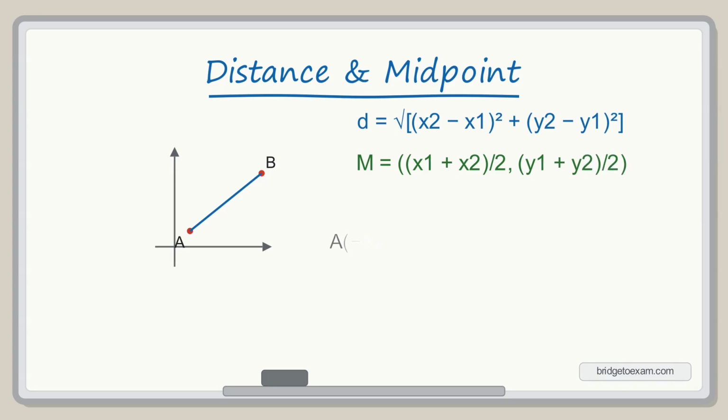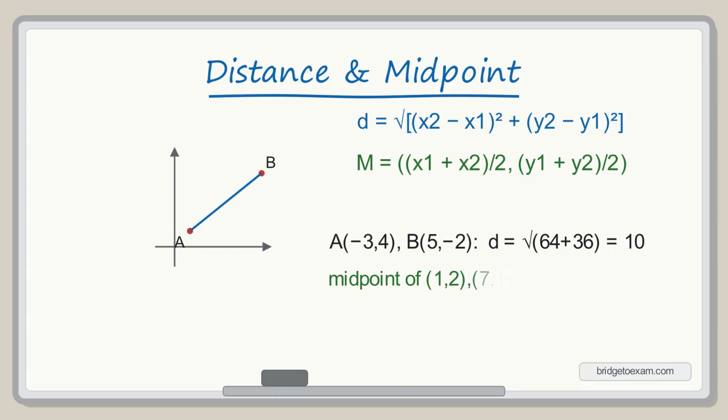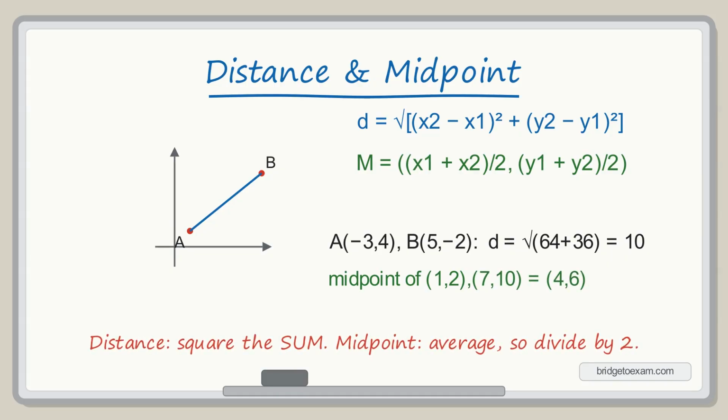For A, -3, 4, and B, 5, -2, the distance is the square root of 64 plus 36, which is 10. And the midpoint of 1, 2, and 7, 10 is 4, 6. 2 traps to avoid. In distance, you square the sum, and in midpoint, you must divide by 2.